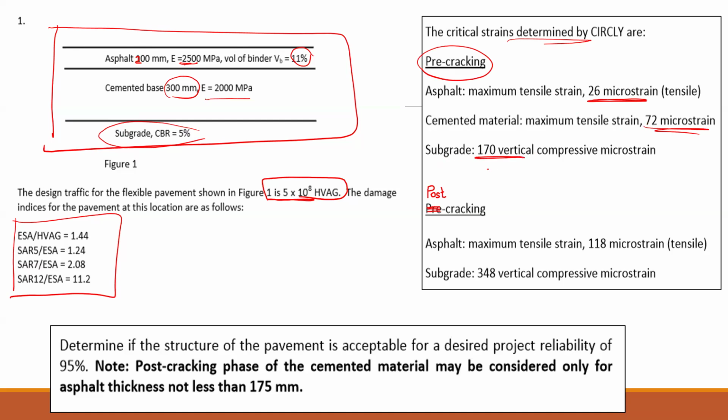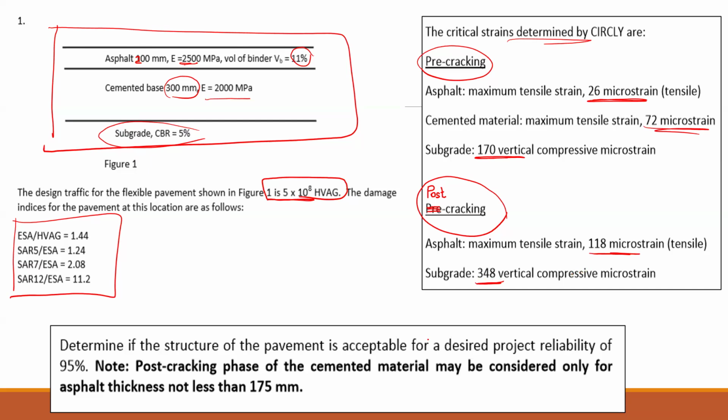They don't have units. Strain, I think you are familiar with the term strain in fundamentals of mechanics, change in the length divided by the length, yes. And also they have given us some post-cracking strains as well. Critical strains here, 118 for asphalt and 348 for subgrade.